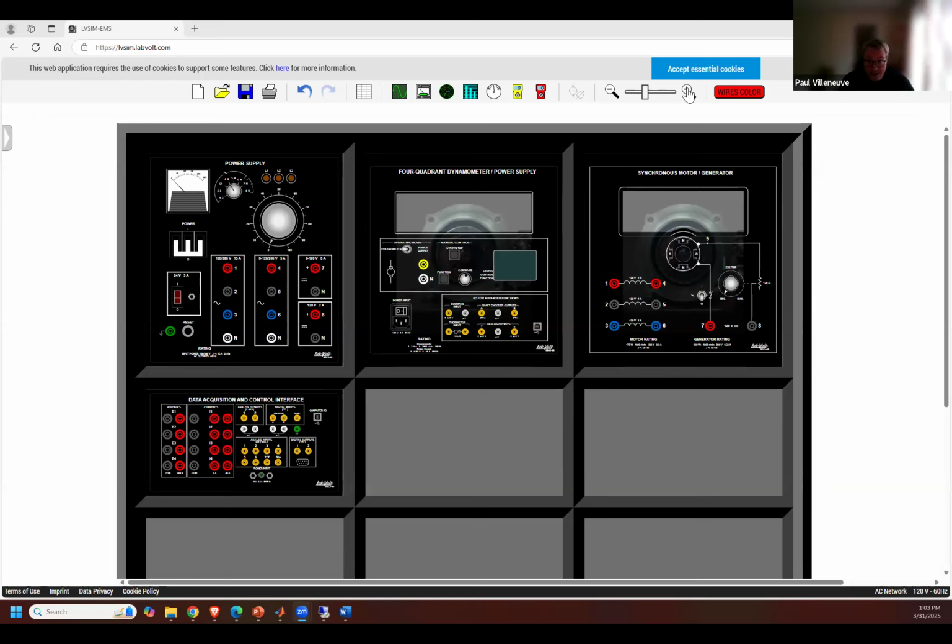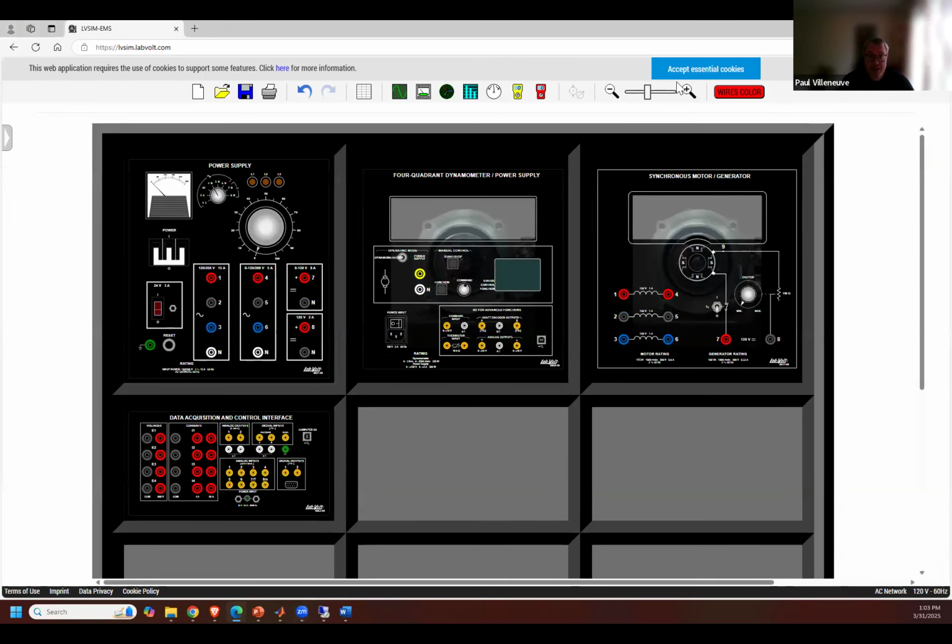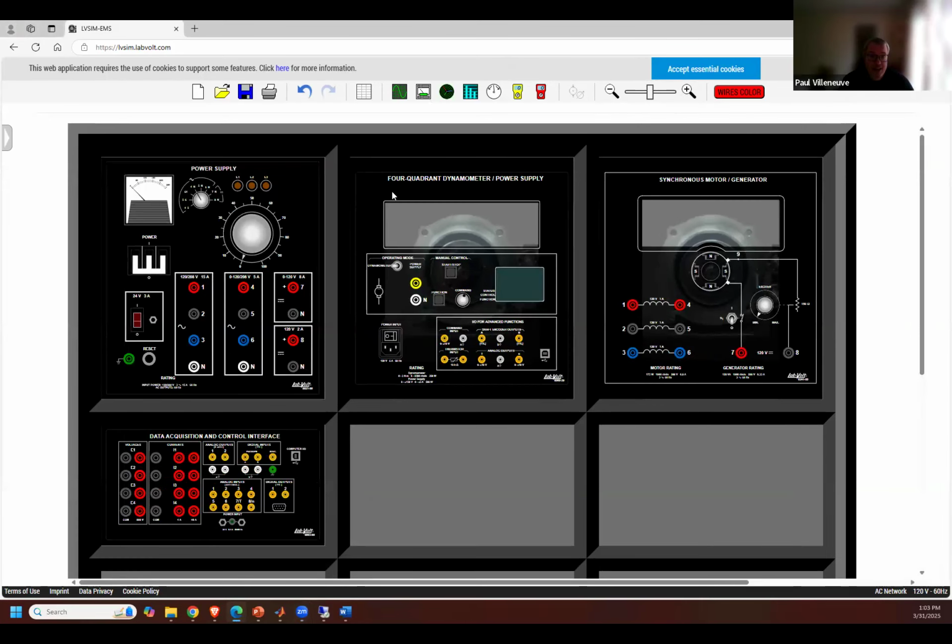So I've started to build this system here because I need a source of mechanical energy. And the mechanical energy is going to come from this 4-quadrant dynamometer. So you should be able to drag one over and put it in your LVSIM window. You will notice that I have it directly adjacent to my synchronous motor generator.